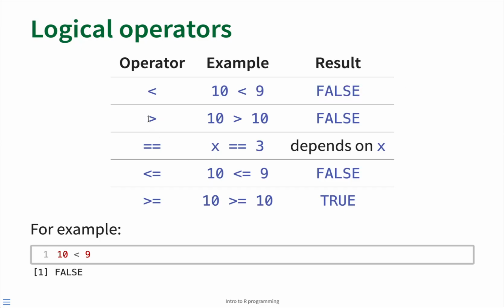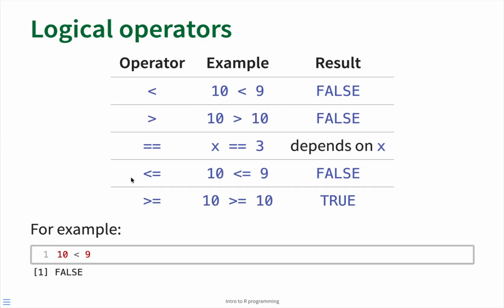Similarly, we have the greater than expression. We could say, is 10 greater than 10? And again, the answer would be false, because 10 is not greater than 10, 10 is equal to 10. If we want to compare whether two values are equal, we can use this equality operator, which is a double equals sign. We could say, for example, is x equal to 3? And that's going to depend on the value that is assigned currently to the variable x.